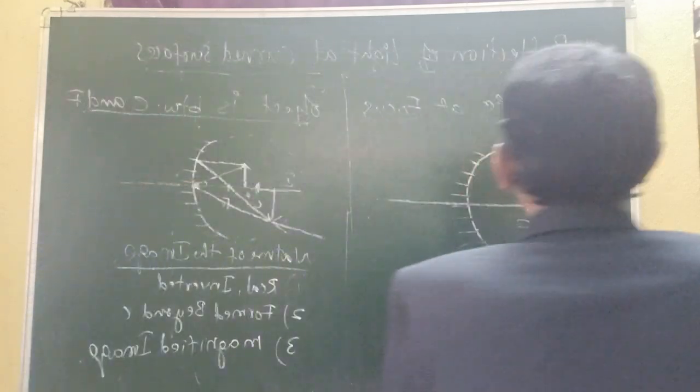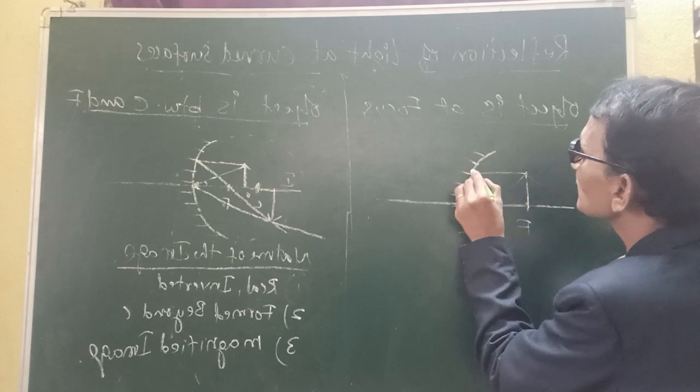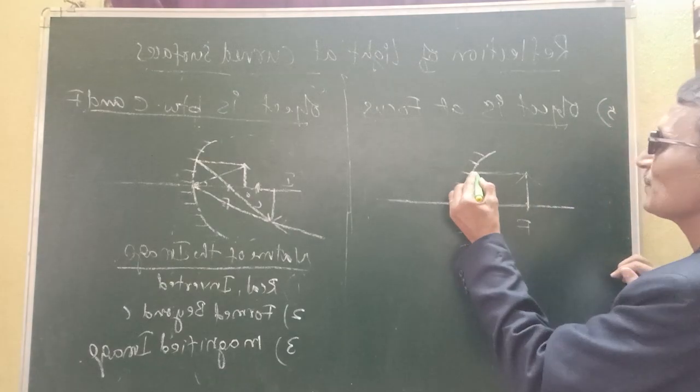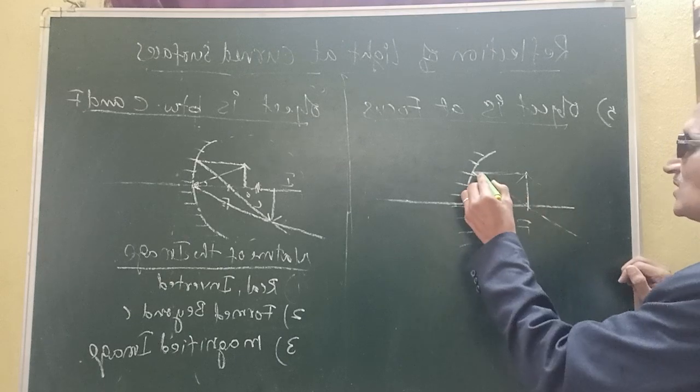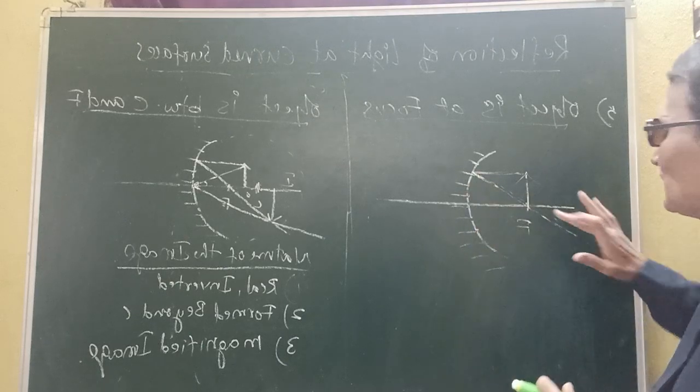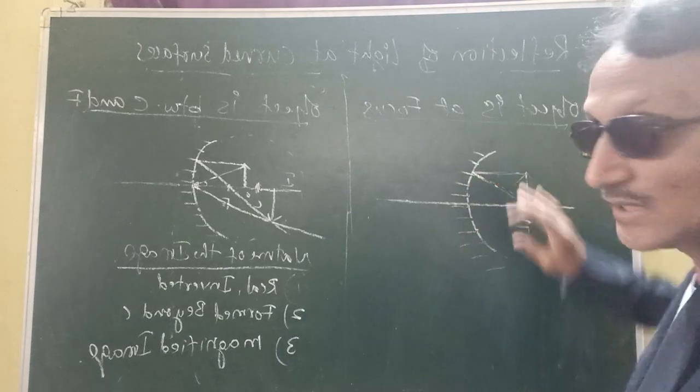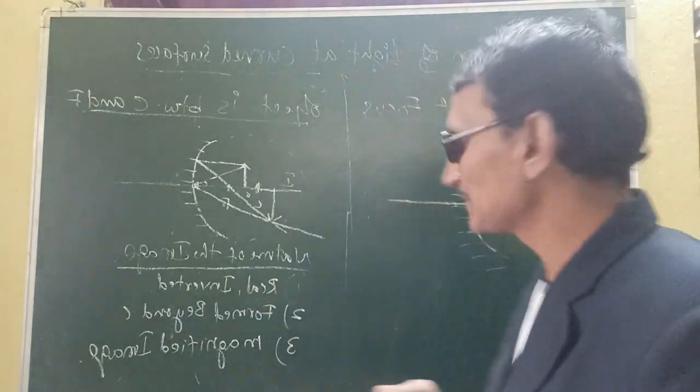Okay, now a parallel ray always passes through focus. Take the parallel ray, always passes through focus. You see that the ray is always parallel to the axis, going along the focus, from the focus.